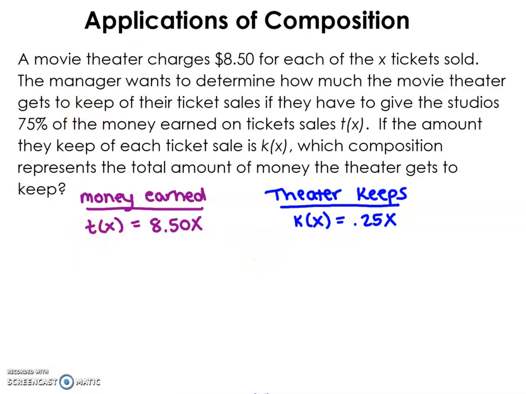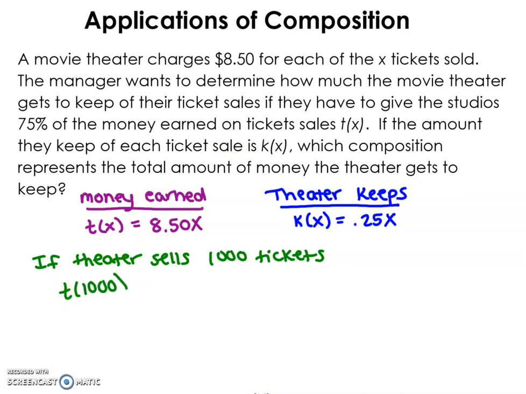So let's just say, for instance, if the theater sells 1,000 tickets. So we want to make sense of this before we figure out, are we doing K of T of X or T of K of X? So if the theater sells 1,000 tickets, let's think about how much they earn. Well, they'll earn T of 1,000, because there's 1,000 tickets. So they'll earn $8.50 times 1,000, which is $8,500.